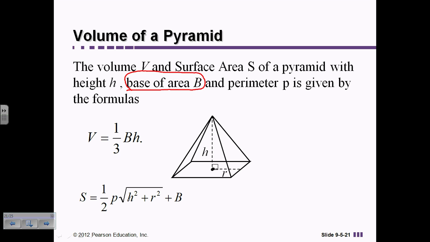And then the second formula, P is the perimeter of the base. H is the height of the shape. R is the best term I can give. It's not really the radius, but it's the distance from the center of the shape to the side. So I call that R. And big B is the area of the base.